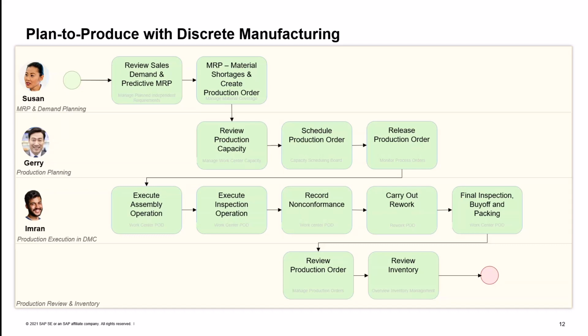In there he executed the assembly operation, then executed the inspection operation. This led to a non-conformance that initiated a rework operation, which he then carried out. Then back to final inspection, packed the product and accepted the non-conformance buy-off. Finally, Jerry went back to S/4HANA Cloud, reviewed the production order and checked that the inventory had been updated.